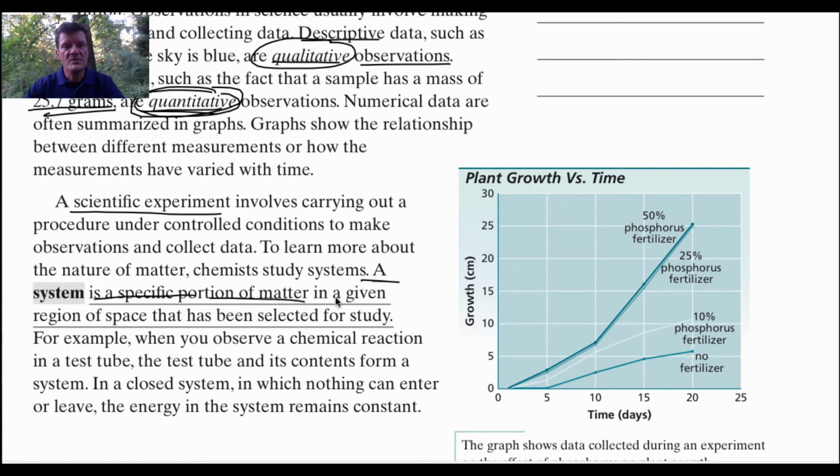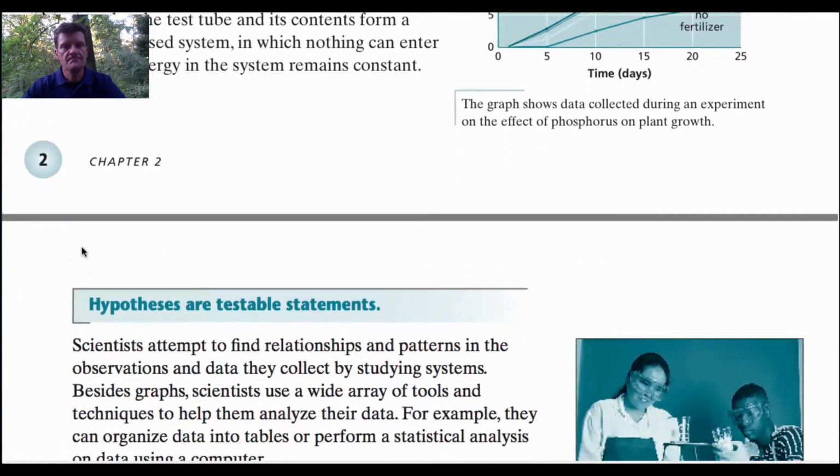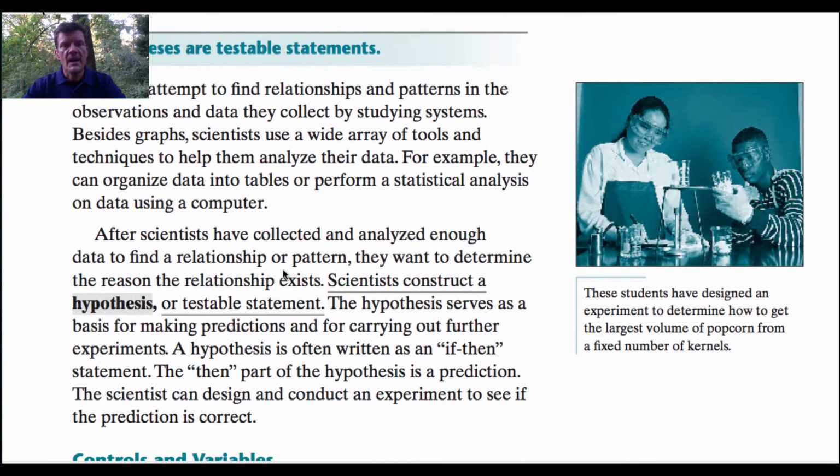And a system, you should write this definition down, is a specific portion of matter in a given region of space that has been selected for study. So basically, when we say a system, the system is what you're focused on. Write it in your own words if you want to, but it's basically what you're focused on. What are you trying to focus your attention on and study? The system is what you're studying, okay?